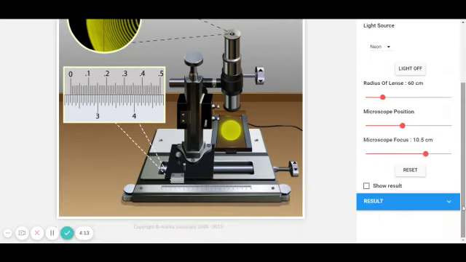Now we show the result. The refractive index of the given liquid, that is water, is obtained with the wavelength of 6100 angstrom.